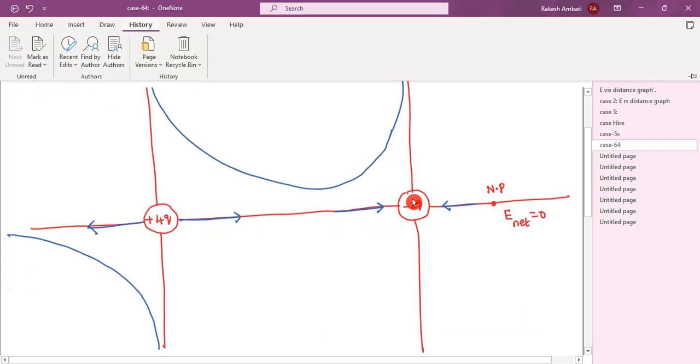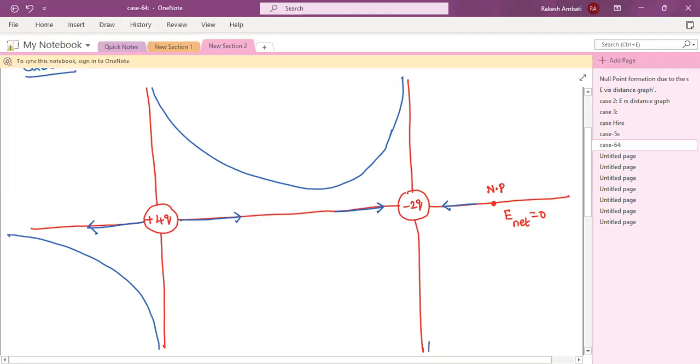Then in the case of minus 2q, the negative charge, if the electric field is in the negative direction, draw the intensity graph on the negative side. And at the null point, the resultant electric field becomes 0. So this is the graph.